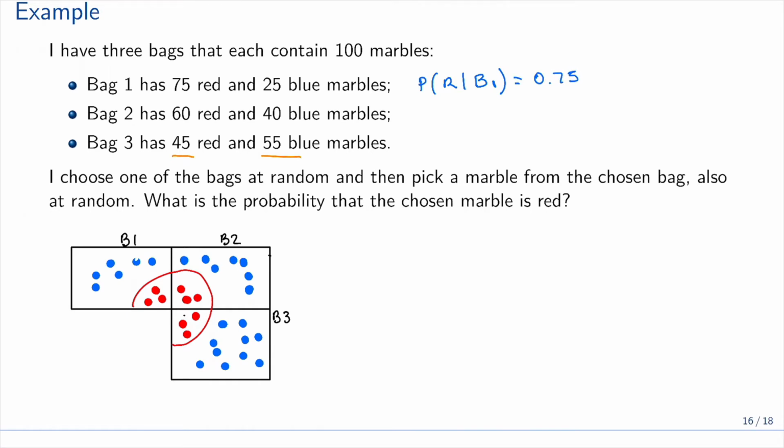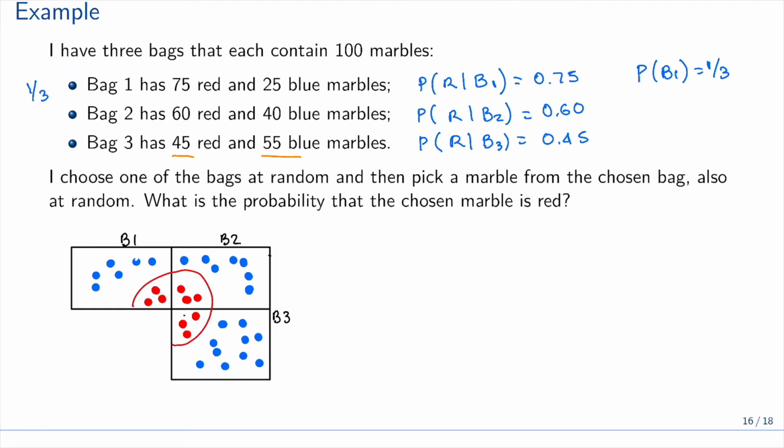In the second line we have bag 2, so the probability of being red, given that we choose bag 2, is equal to 0.60. And finally we have the probability of being red, given that we choose bag 3, is equal to 0.45. Now, choosing the bag is a random process, so the probability of choosing bag 1 is equal to 1/3. Now we want to find the probability of choosing red in our experiment.